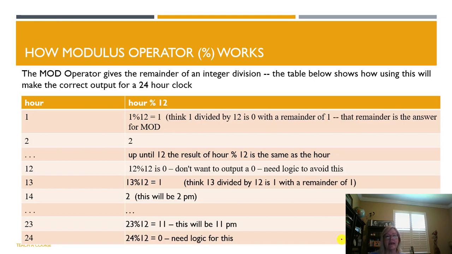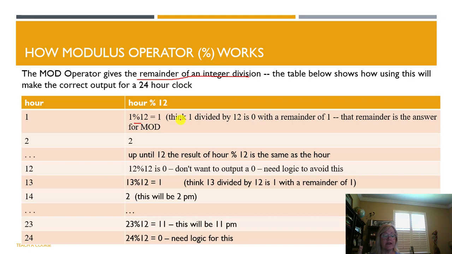So let's look at the modulus operator here. What does the mod operator do? It is the remainder of an integer division. If the variable hour contains 1, the modulus operator in Java is the percent sign. So this is reading 1 mod 12, and that's equal to 1. How did we get this? Well, 1 integer divided by 12.